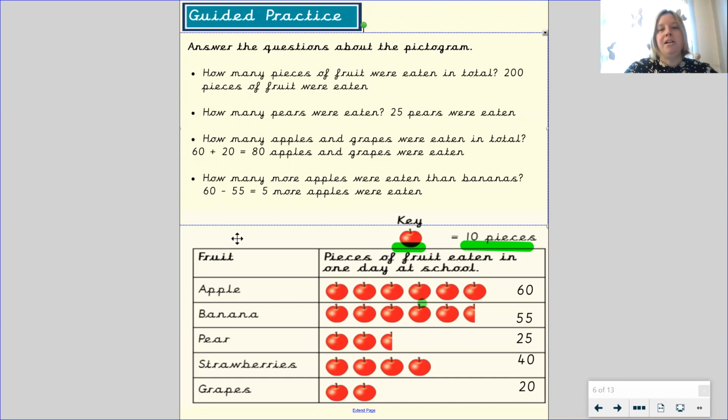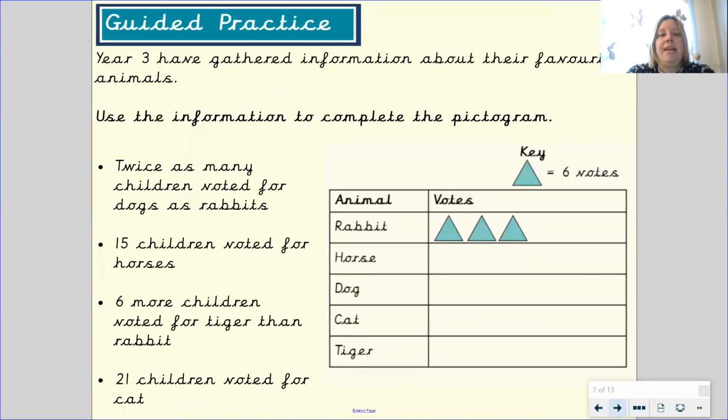When you're writing your answers, it's important that you finish it off by writing a sentence just like I have shown you to do. Let's have a look at this question.